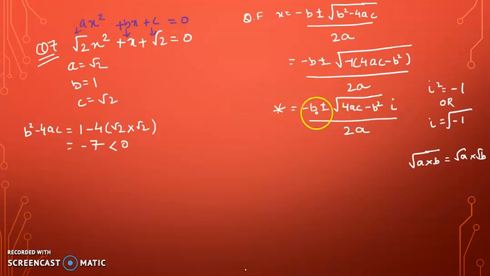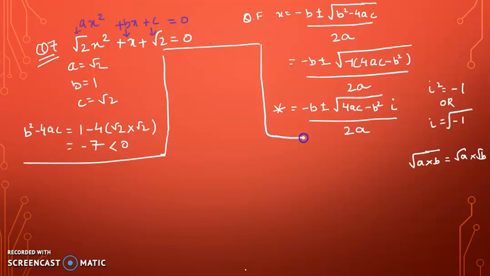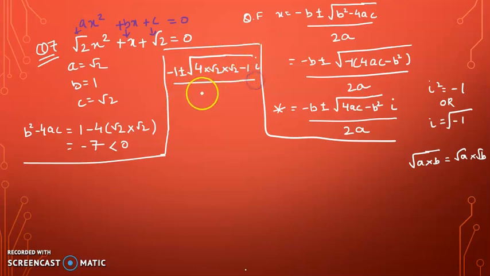So substitute this. Okay, what is the value of minus b? So minus 1 plus minus under root of 4a. What is the value of a? Root 2. Okay, what is the value of c? Root 2, minus b square. 1 square is 1. Okay, and I upon 2a, what is the value of a? Root 2. So solve this.